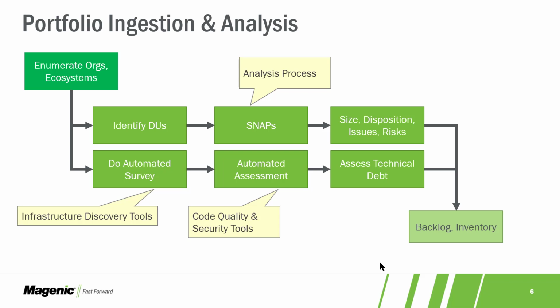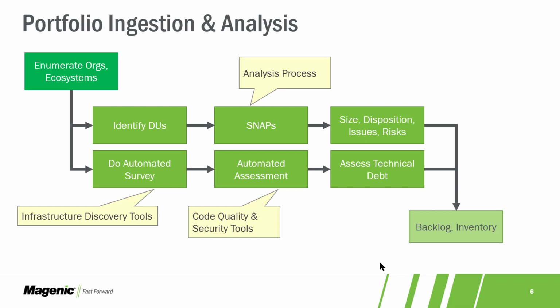In the top swim lane, we'll identify the DUs. We'll do the analysis process called SNAP, more about that later. For each deployable unit, we'll come up with a size, a disposition, and a list of issues and risks. We'll also do an automated survey of the network and an automated assessment. Typically, infrastructure discovery allows us to find not only the relationships between deployable units, but where they are physically deployed onto what servers. And for the deployable units, it helps validate the dependencies because automated tools can see things.